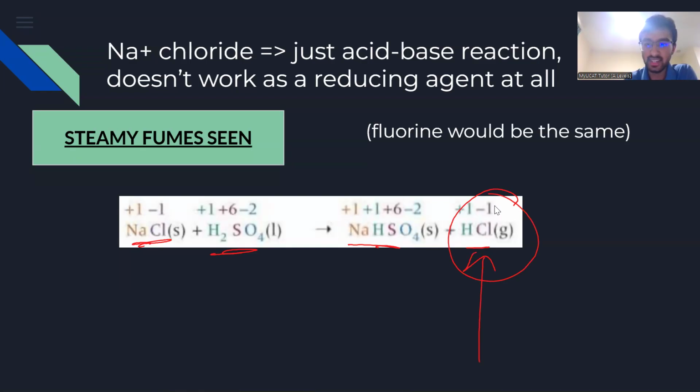White fumes, exactly. White fumes is the main thing you're going to see. NaHSO4 you probably won't see very much of. You might see something being deposited at the bottom. But the main thing you're going to observe is your white fumes of HCl. So remember, with sodium chloride, the chloride is not a great reducing agent. You're just going to see white fumes of HCl.